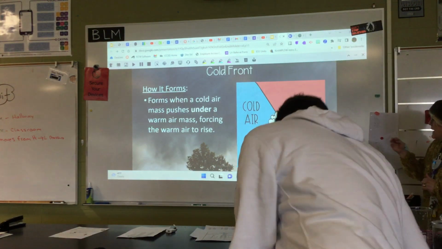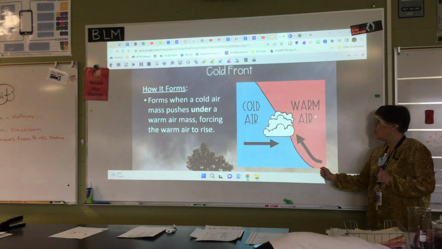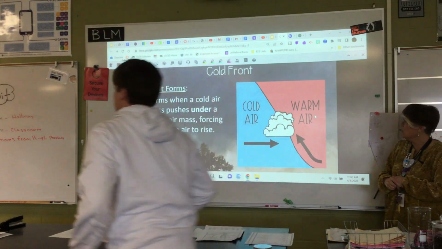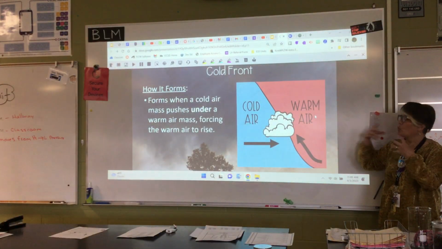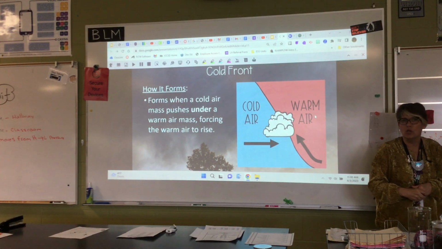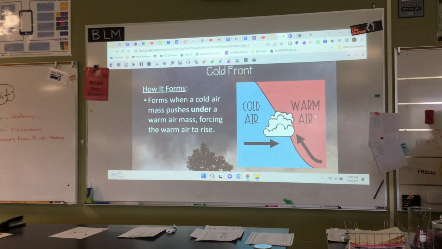This acts like a wedge, and it very quickly forces warm air up, and you get a rainstorm that's a little bit more violent than your normal kind of rainy day. The next situation that we're in is going to be more of a nice, gentle kind of rain for the day.